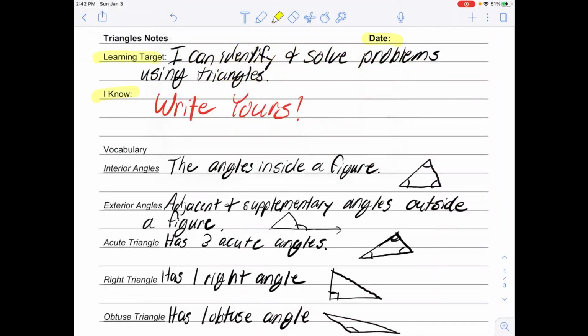So, you probably know quite a few things about triangles. You know a triangle has three sides, you know it's a shape, you know a whole bunch of things about triangles. So, think about what you already know about triangles, write that down, and then continue with the vocabulary.